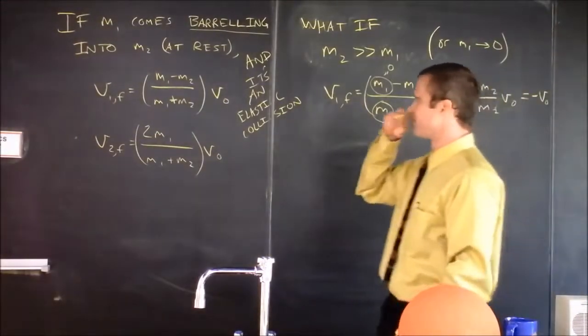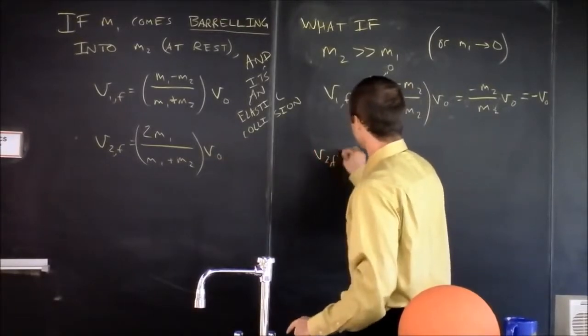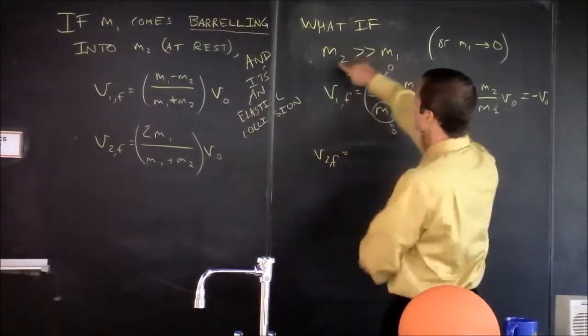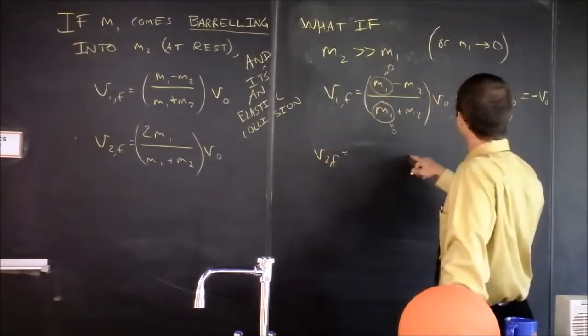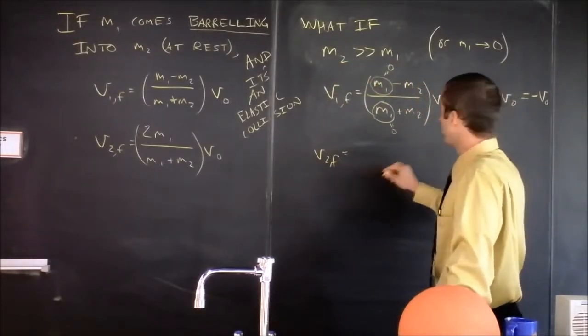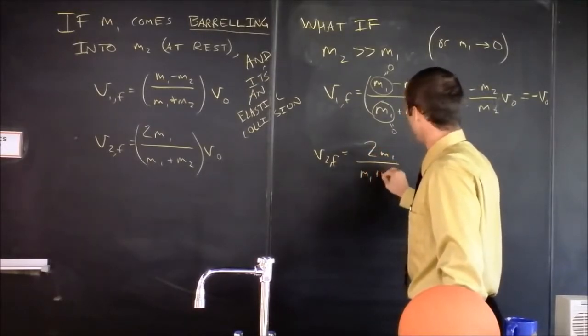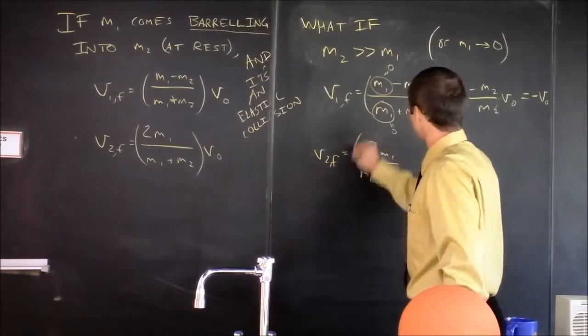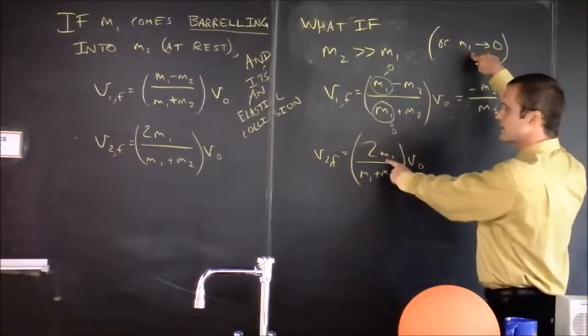So let's see how fast v2 is going after the collision. Remember, m2 is the extremely massive object. So that's going to be, check this out, 2m1 divided by m1 plus m2 times v naught. But we're supposed to say that m1 goes to 0.